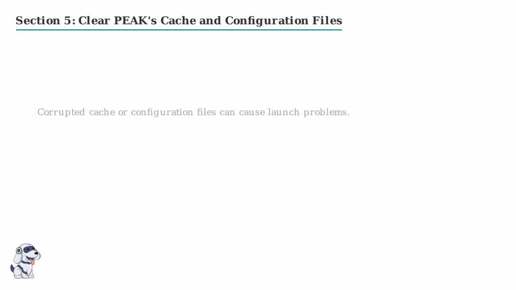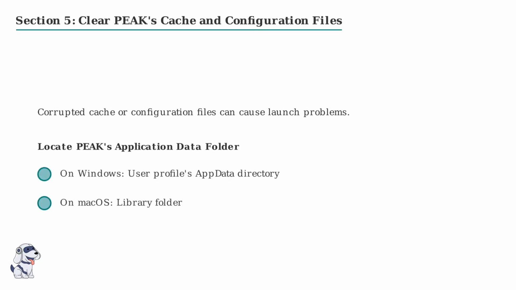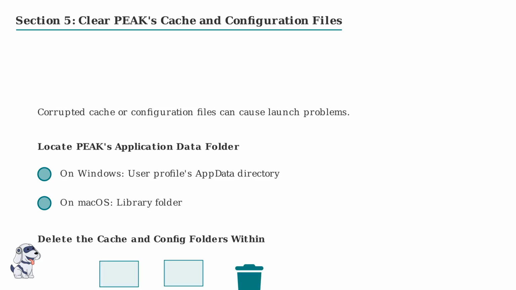Corrupted cache or configuration files can cause launch problems. To fix this, locate Peak's application data folder. On Windows, find it in your user profile's app data directory. On Mac OS, look in the library folder. Delete the cache and config folders within this directory. Peak will recreate these files on the next launch. Note that this action may reset your Peak settings.